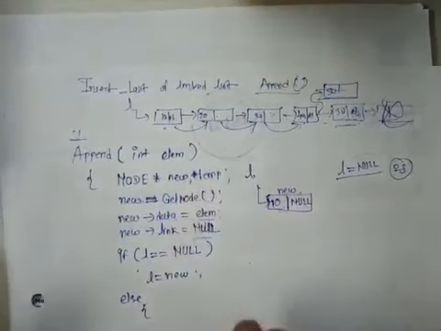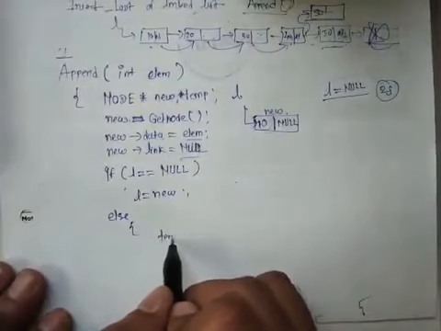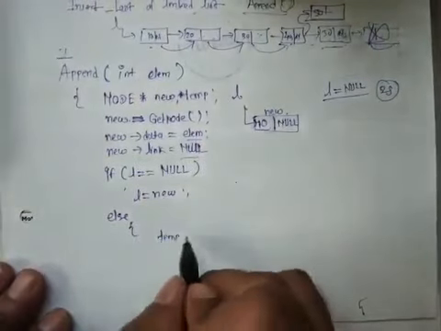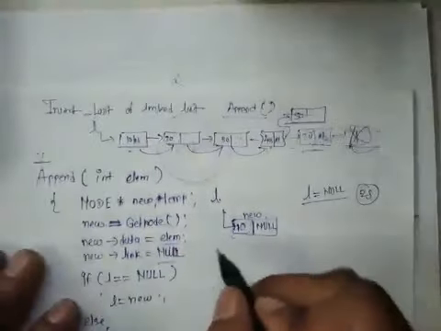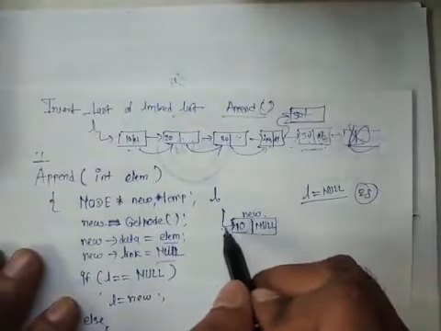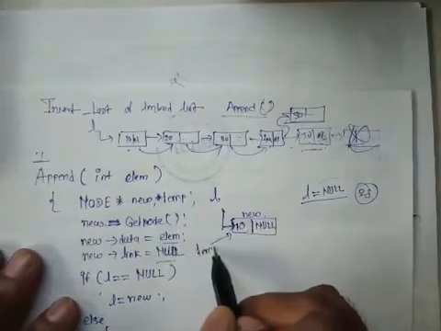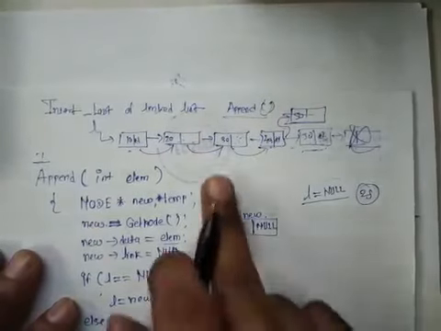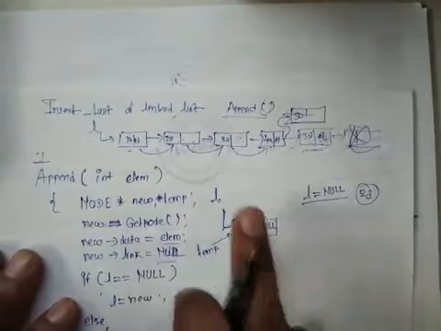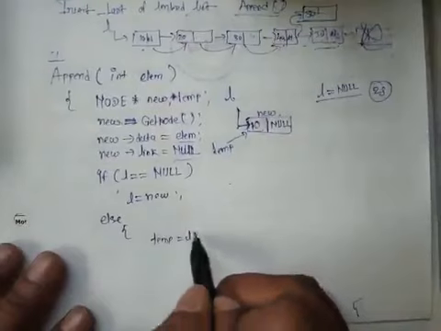Okay. So now here I'm going to write temp is equal to L. It is a pointer type variable. Whatever location L is pointing at, temp will point to the same location. So now temp is pointing to the same node to which L is pointing. So temp is equal to L.